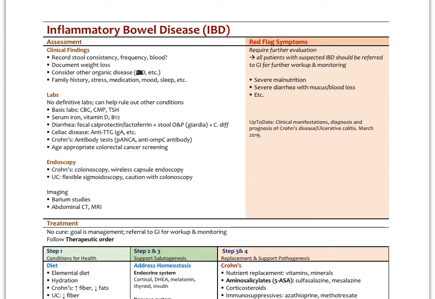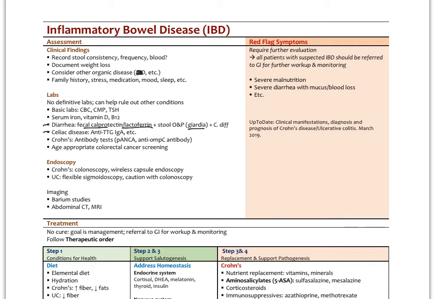Again, no definitive lab tests, but we check all the ones we've already talked about. So we kind of rule out all the things. So we look for celiac, look for other causes, we look for the fecal calprotectin, lactoferrin, which might tell us that this is more IBD. Look for potential pathogens like Giardia.